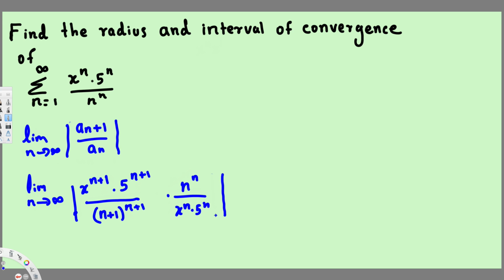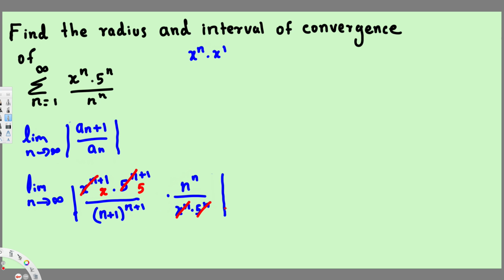Now let's cancel everything we can cancel, and if you notice we have x to the power n plus 1, which is basically x to the power n times x to the power 1, right? So if you cancel this, x to the power 1 will remain. And this one is the same as this expansion, like 5 to the power n times 5 to the power 1. So if you cancel this, 5 to the power 1 is going to remain, and n to the power n over n plus 1 to the power n plus 1 remaining. Now let's go ahead and simplify this and see what we get.